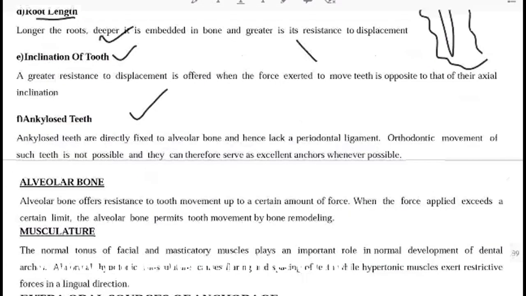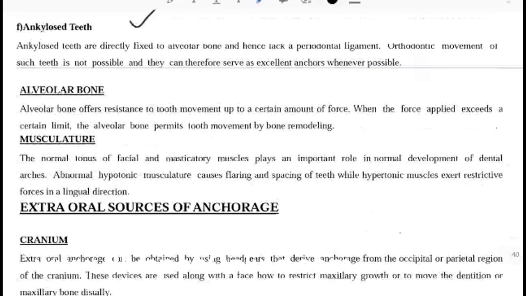Okay, then alveolar bone. The alveolar bone is what surrounds the teeth, right? So this can also give a lot of resistance to tooth movement. Up to a certain amount of force, it can give very good resistance to tooth movement. Now, if the force that you give is above the optimum force, and there is always an optimum force, the alveolar bone reacts by a process known as bone remodeling. We will see that.